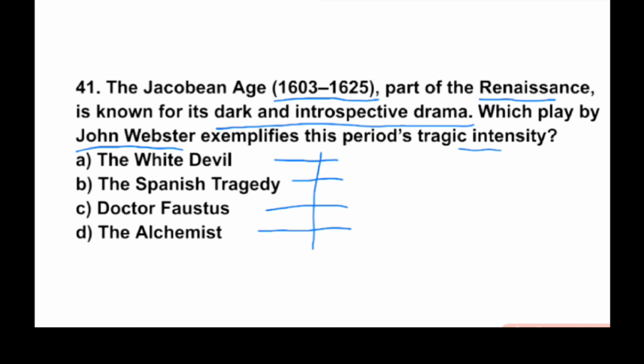Our answer here is The White Devil. Option A is the correct answer. The White Devil, Webster, 1612, reflects the Jacobean focus on moral corruption and revenge, corruption and revenge. A key Renaissance tragedy. Next.